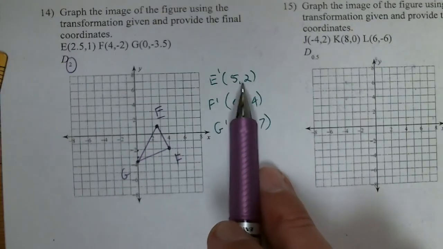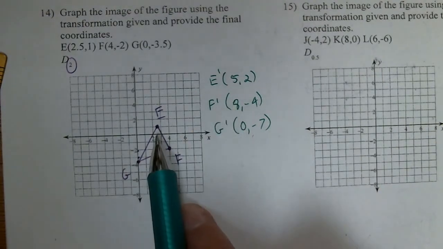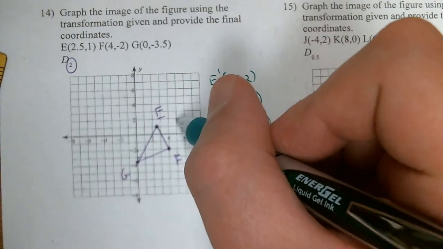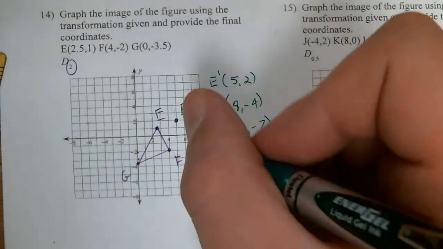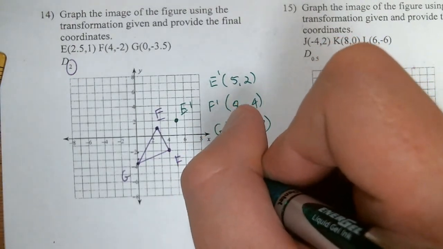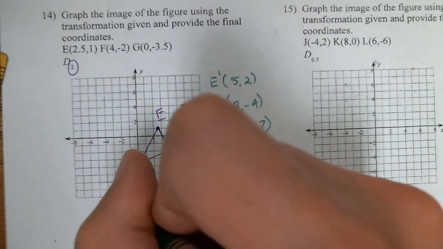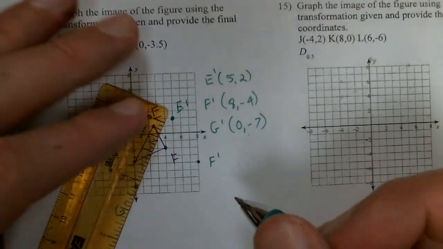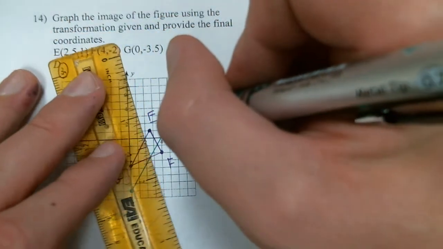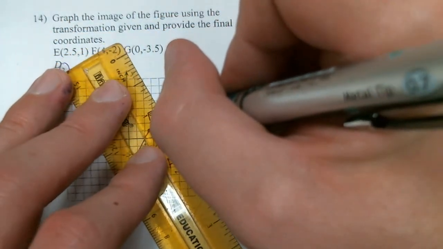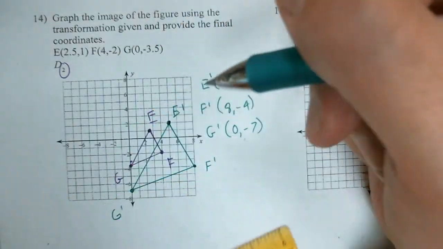All right. So here, when I multiply all the coordinates by 2, I get my new figures, my new coordinates. So E prime is right 5, up 2. F prime is 8, down 4. G prime is 0, down 7. And connect dots. If we're dilating by 2, guys, we're enlarging. Like your eyes, the pupils in your eyes are dilated, gets larger or reduces. So my triangle is getting bigger by a factor of 2.